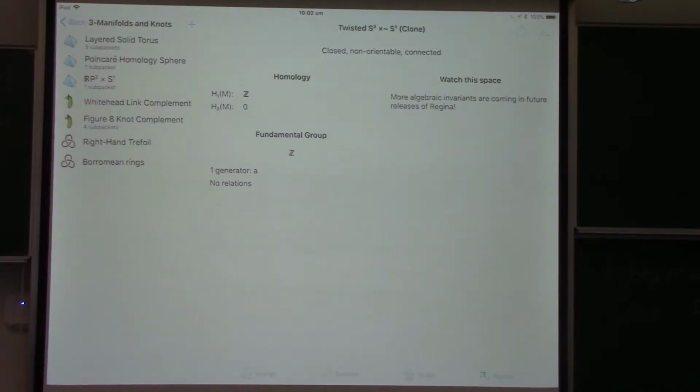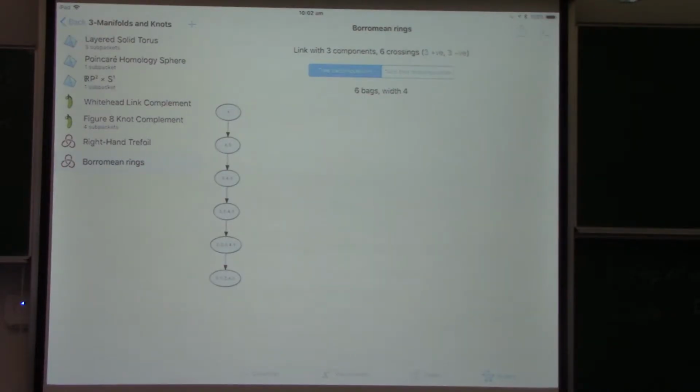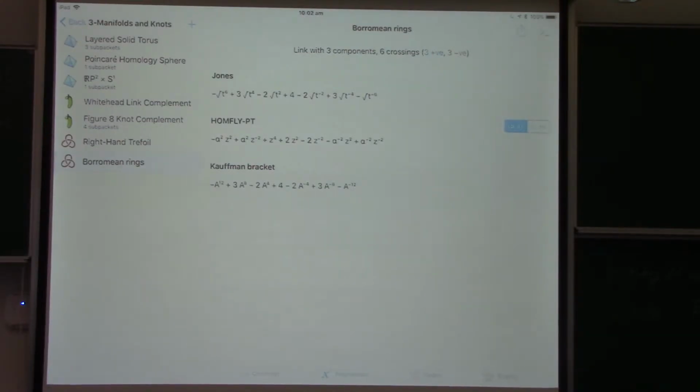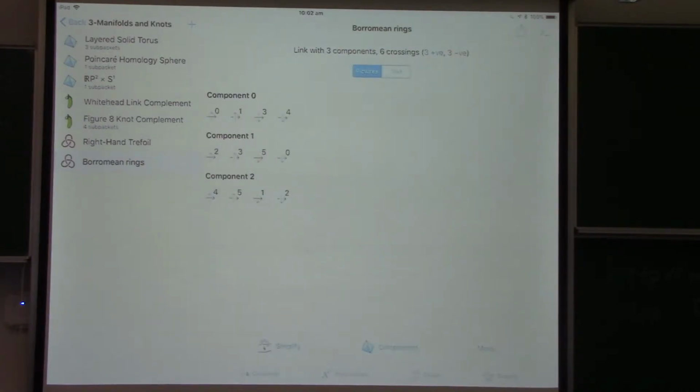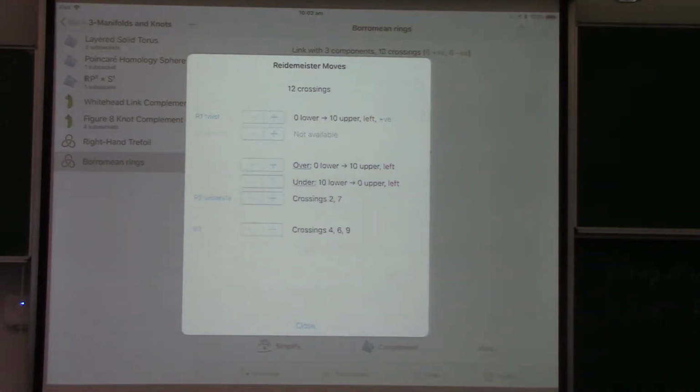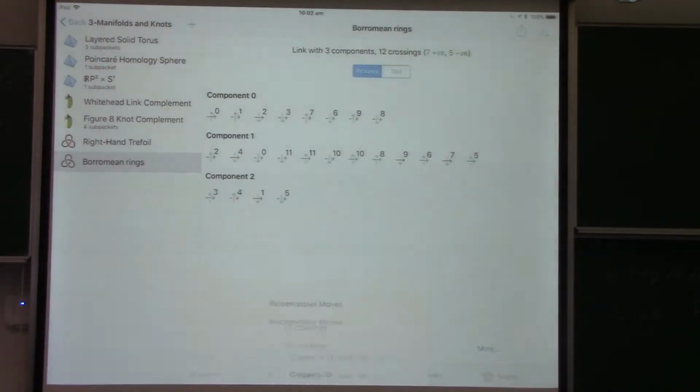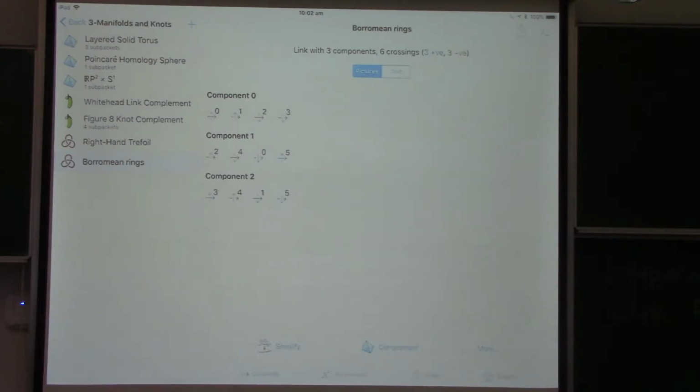Knots and links, let's have a look at some knots and links, right? Here's the Borromean rings, giving us 3 components with a sequence of crossings, different knot polynomials, Jones-Homfly, Kauffman bracket. So there's not a lot there because this is very new code, but again, you haven't just got the topology, but you've got the combinatorics, so you can do Reidemeister moves and have a play with these things, right? You can simplify presentations and so on and so on.